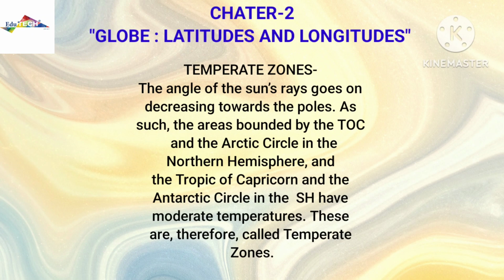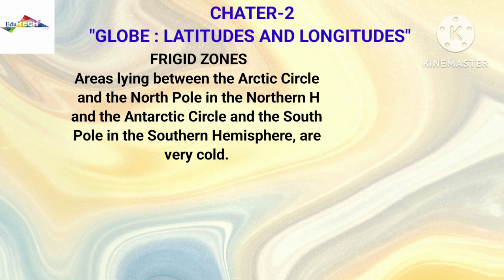What are the temperate zones? The angle of the sun's rays goes on decreasing towards the poles. As such, the areas bounded by the Tropic of Cancer and the Arctic Circle in the northern hemisphere, and the Tropic of Capricorn and the Antarctic Circle in the southern hemisphere, have moderate temperature. These are therefore called temperate zones.